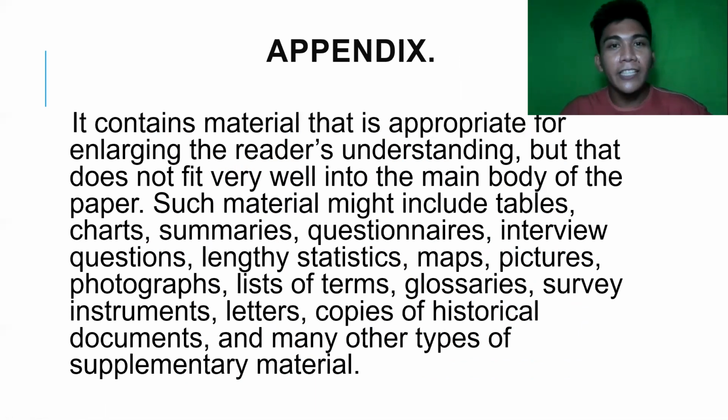Okay, appendix. It contains material that is appropriate in enlarging readers' understanding but does not fit very well into the main body of the paper. Such materials might include tables, charts, summaries, maps, pictures, photographs, list of terms, glossary, surveys, instrument letters, copies of historical documents, and many other types of supplementary materials. So for the appendix here, we're going to use the list of the materials that you used.